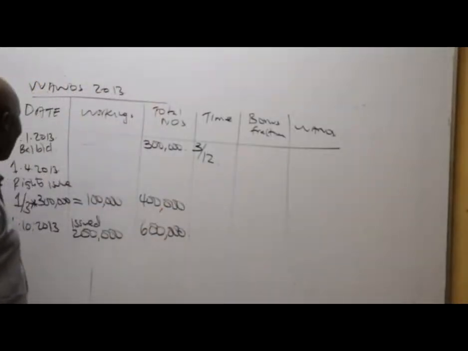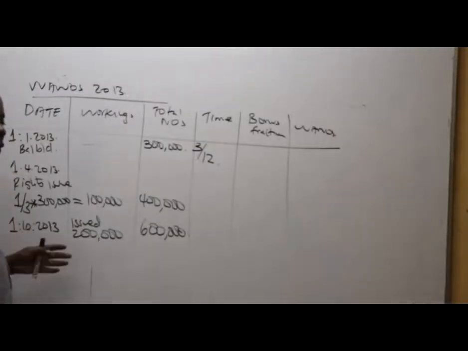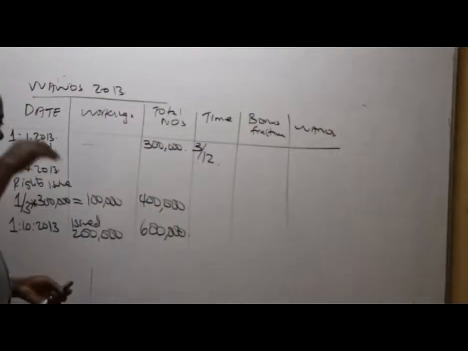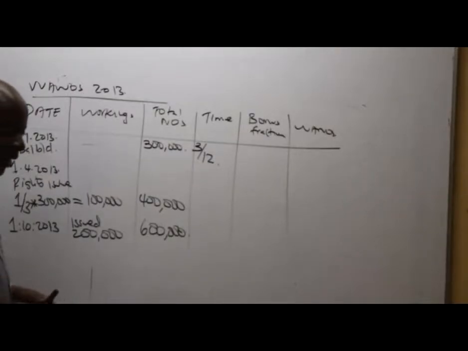So tell me now, from 1st April to 1st October, how many months do we have in between?